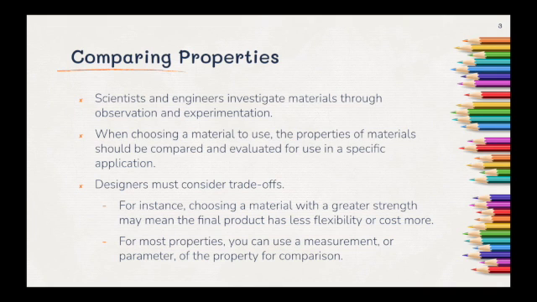Scientists and engineers investigate materials through observation and experimentation. When choosing a material to use, the properties of materials should be compared and evaluated for use in a specific application. Designers have to consider trade-offs. For instance, choosing a material with a greater strength may mean the final product has less flexibility or may cost more. For most properties, you can use a measurement or parameter of the property for comparison.